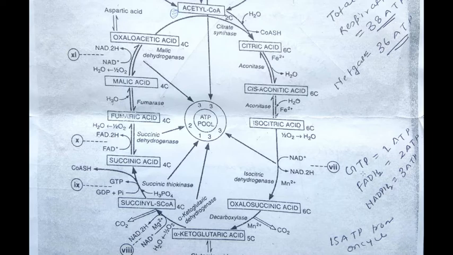So you can see here, one GTP is equal to one ATP molecule, and one FADH2 is equal to 2 ATP, and one NADH2 gives 3 ATP. In the previous lecture, I also told you that GTP, FADH2 and NADH2 cannot directly give energy, or cannot directly give ATP.